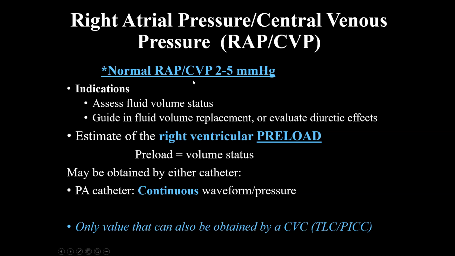Okay, so normal right atrial pressure, and if this is reflective of fluid volume status, if it's high, I have fluid volume excess, so anything greater than 5, 6, 7, 8, 9, 10 up. If it's low, I have fluid volume deficit, okay? Because it's telling me volume status. So if it's high, I have excess volume. If it's low, I have deficit volume.